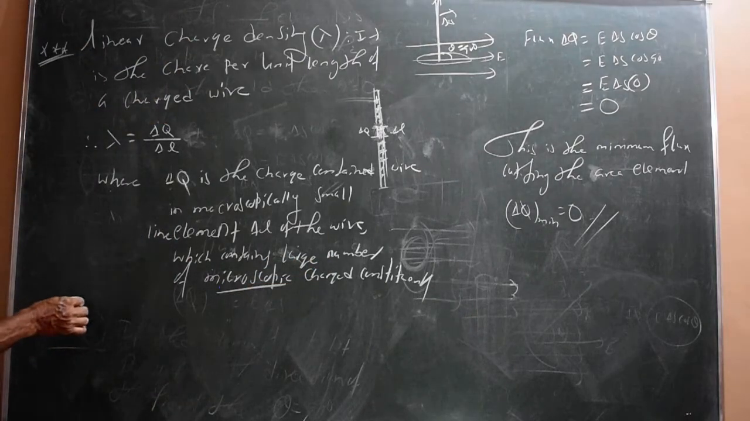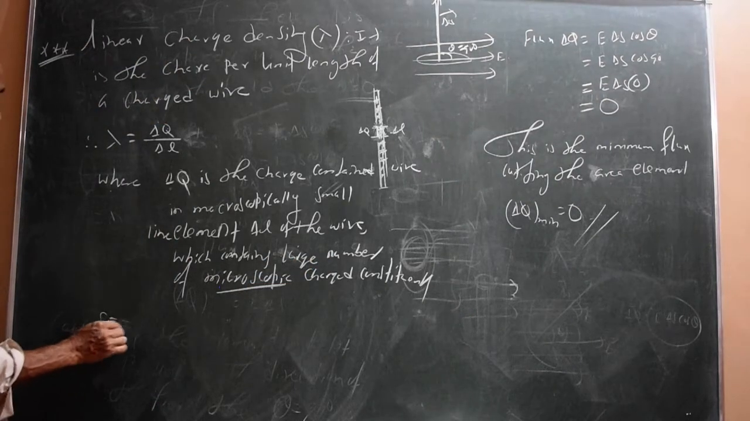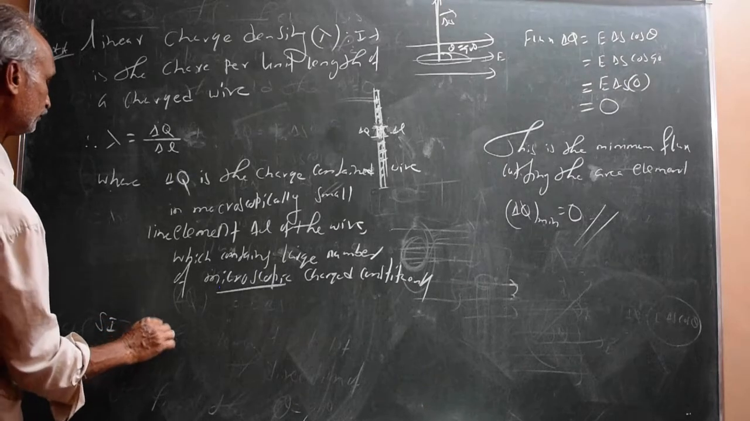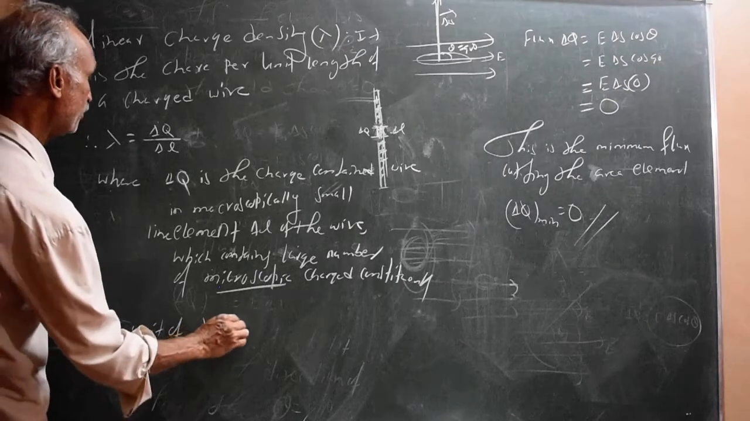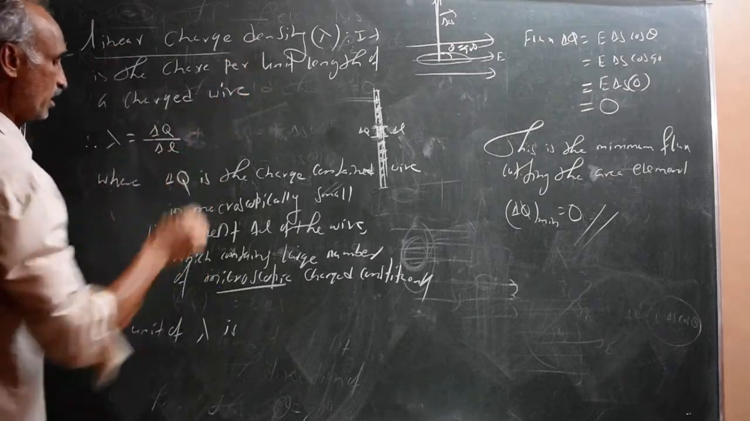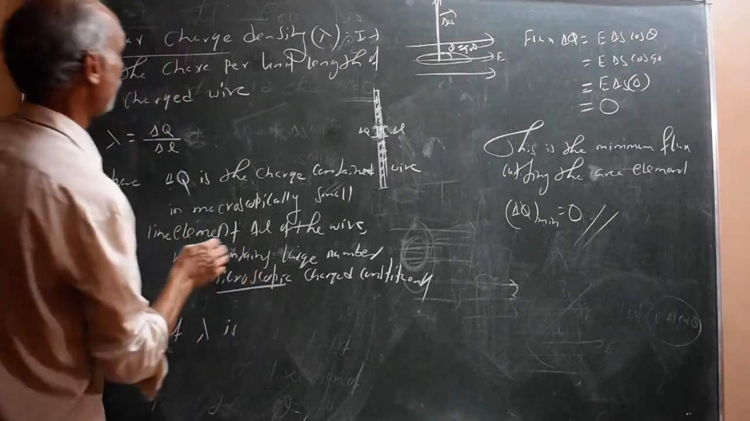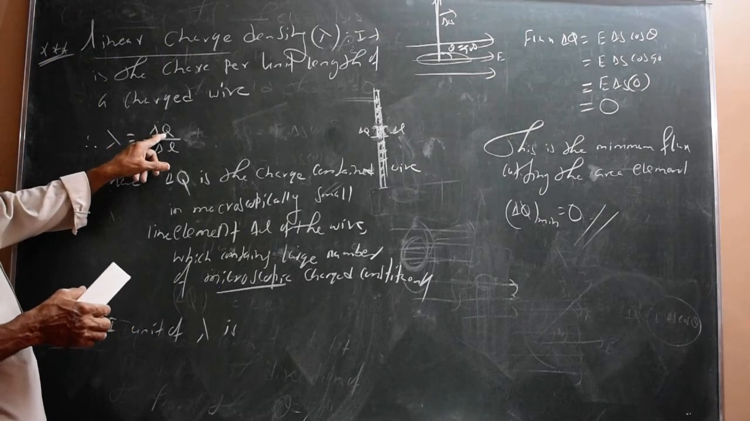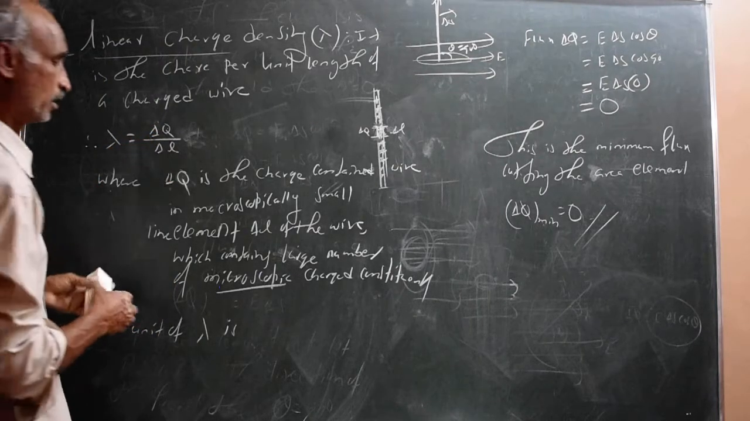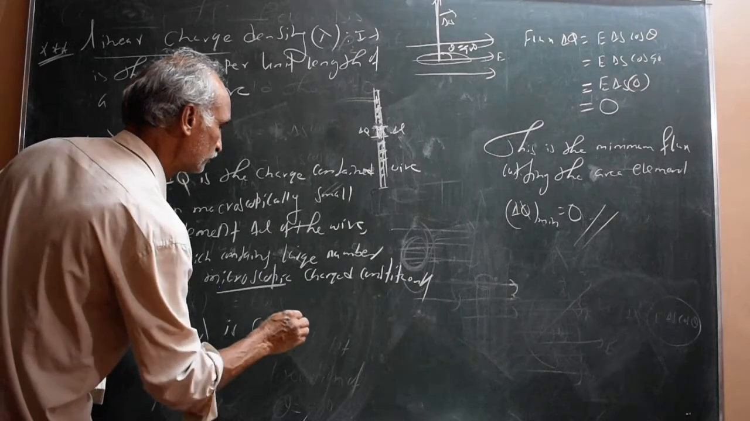Try to understand the SI unit of lambda, the linear charge density. The unit is simple. Charge is in coulomb, length is in meter. Therefore, the unit is coulomb per meter.